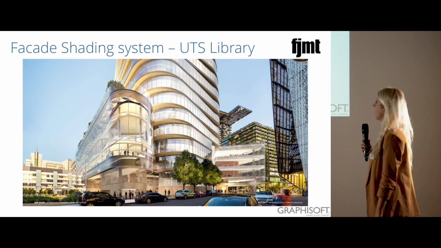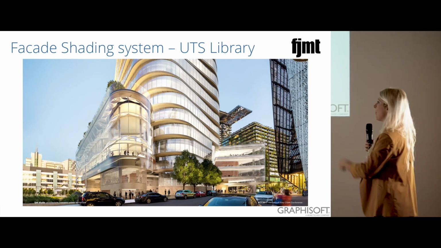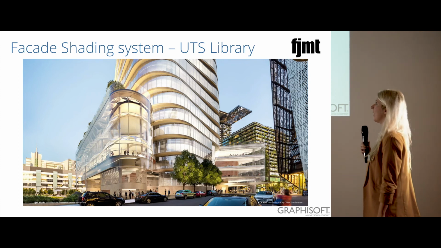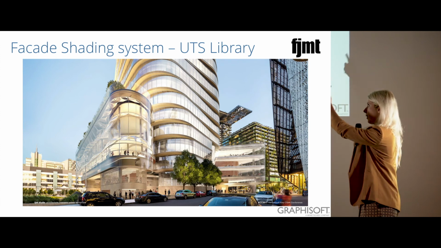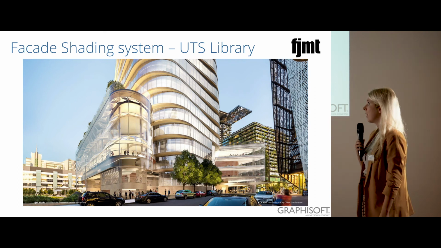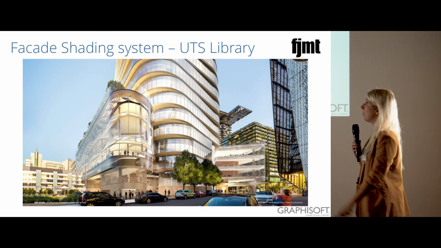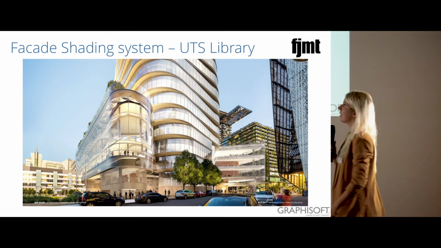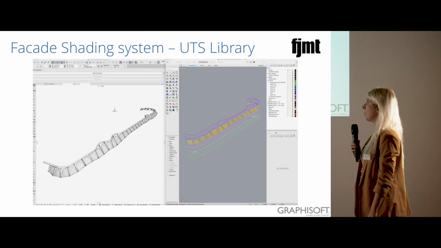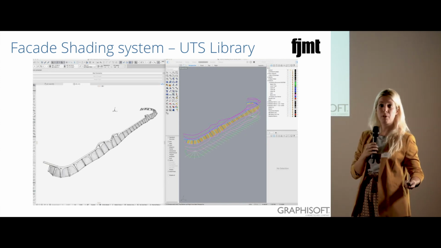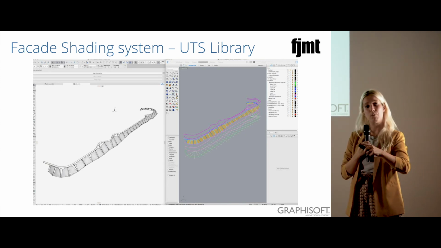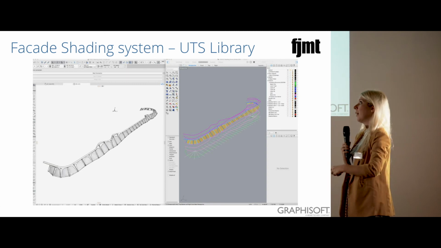It's another library from FJMT, again, a 16-story building. The first 3 stories are the library bit, but the important bit about this building is the facade system, the shading system, which is actually coming directly from Rhino. So you don't even need the Grasshopper connection. So you could do a live connection directly from Rhino into ArchiCAD.